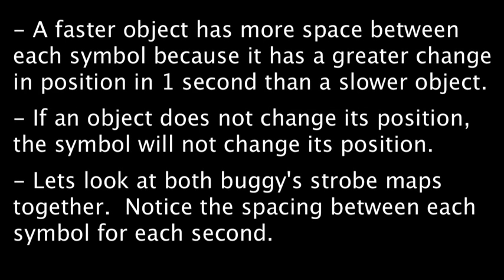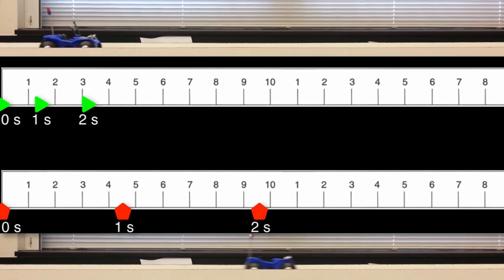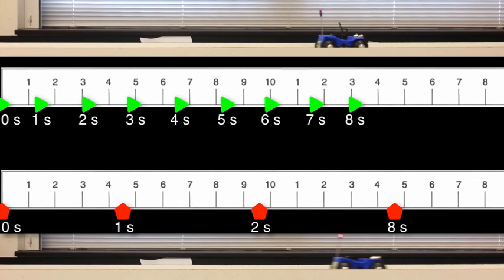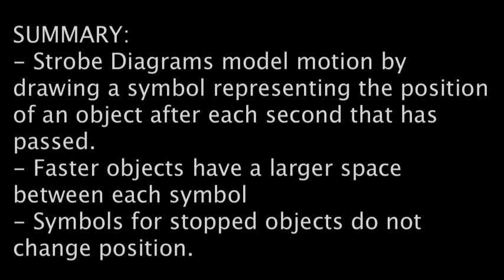A faster object has more space between each symbol because it has a greater change in position in 1 second than a slower object. If an object does not change its position, its symbol will not change its position. Let's look at both buggy strobe maps side by side. Notice how this red symbol doesn't move, but the time continues to increase.